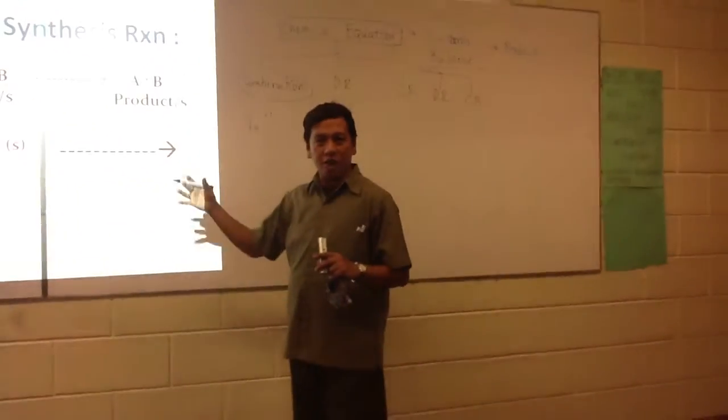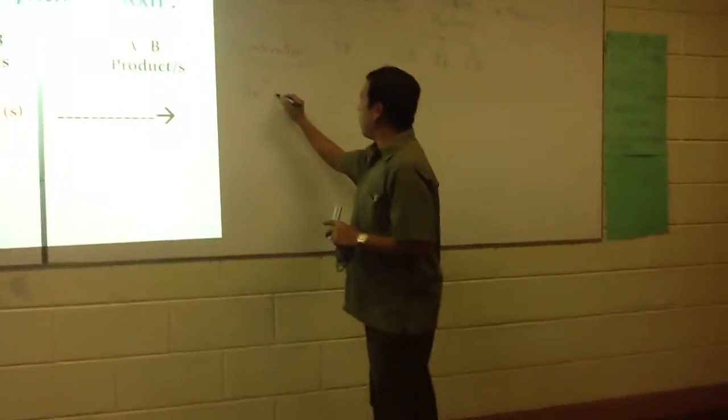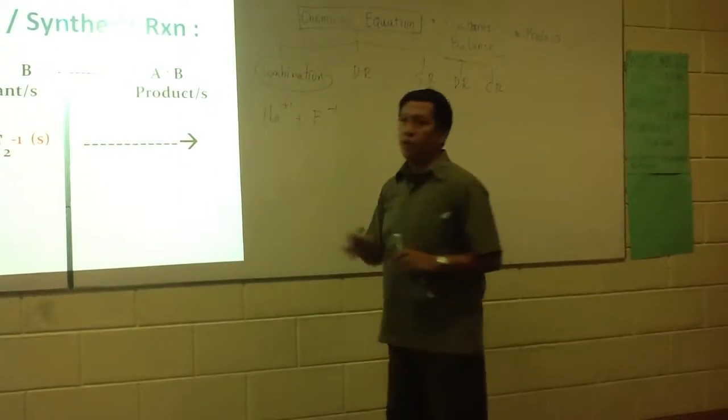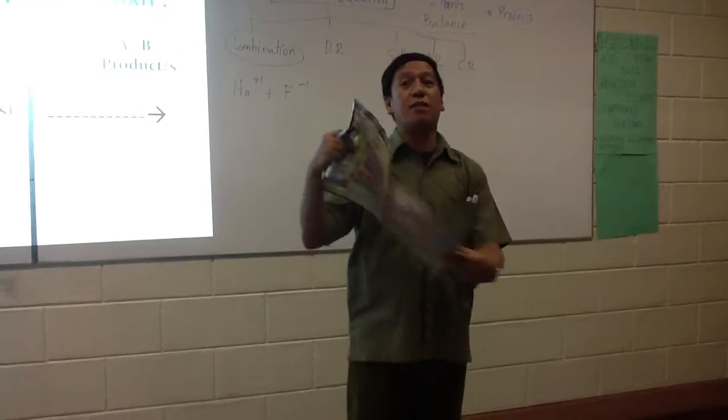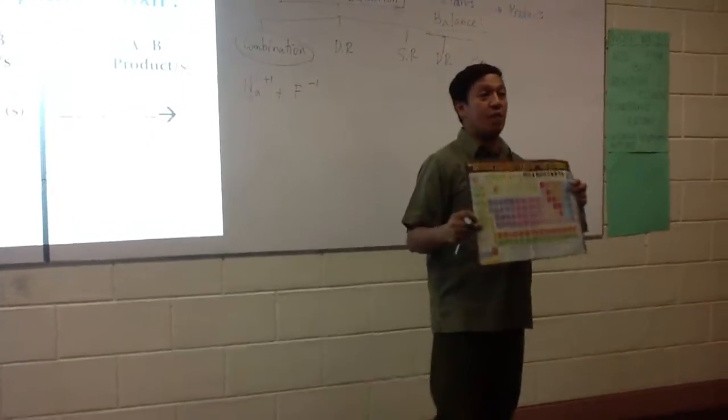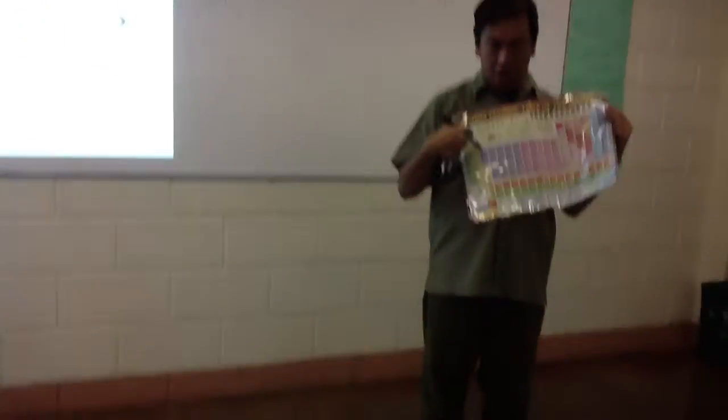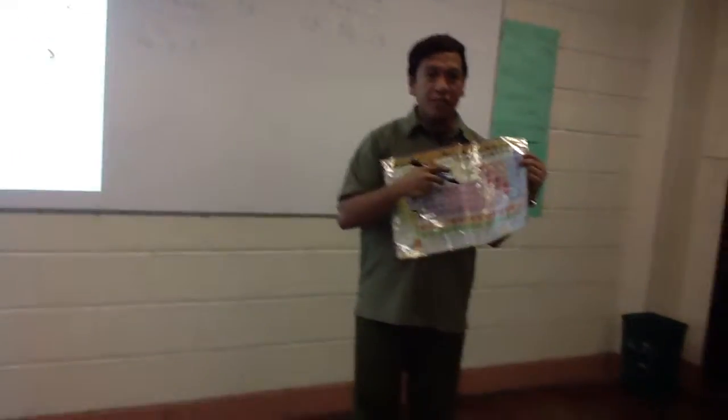So for now, let's try to ignore it. Combined with fluorine, oxidation number -1. We all know that the oxidation numbers can be found in your table of elements. Okay? Everybody has a table of elements. So let's try to recall. Oxidation number of sodium, +1, and fluorine is -1.